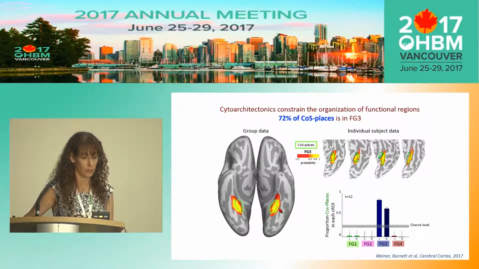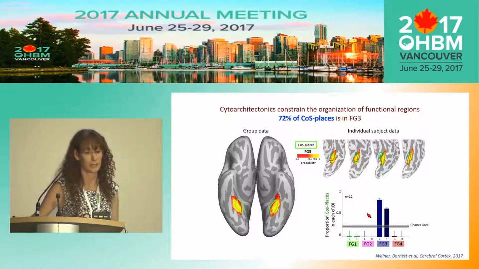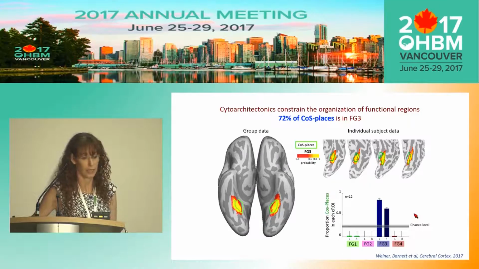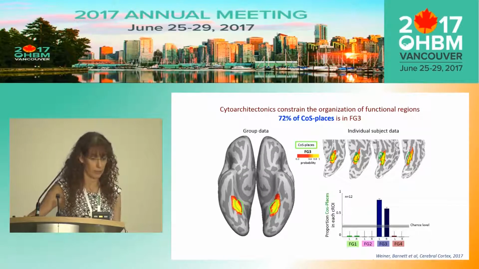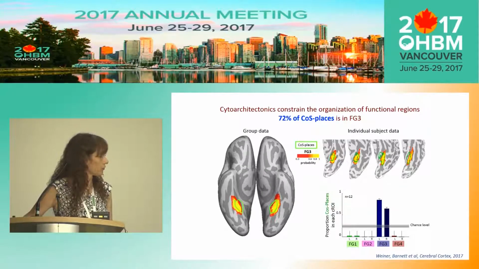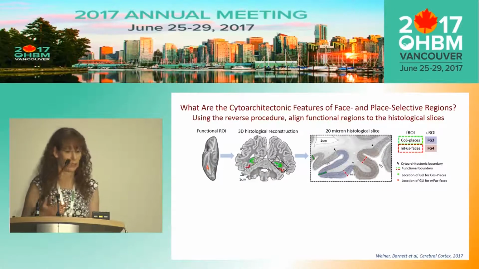And you can see both in the group map as well as in the individual subject brain that there seems to be a coupling between the collateral sulcus places ROI and a different cytoarchitectonic region, this time FG3. And across our participants, 72% of collateral sulcus places is found within FG3, and there's no significant portions of them in other cytoarchitectonic areas of the fusiform. So what does this mean? This means that face and place selective cortex are cytoarchitectonically different.